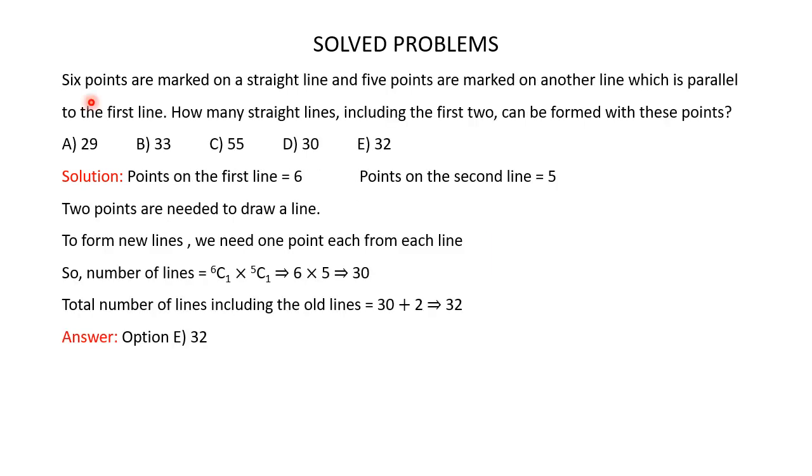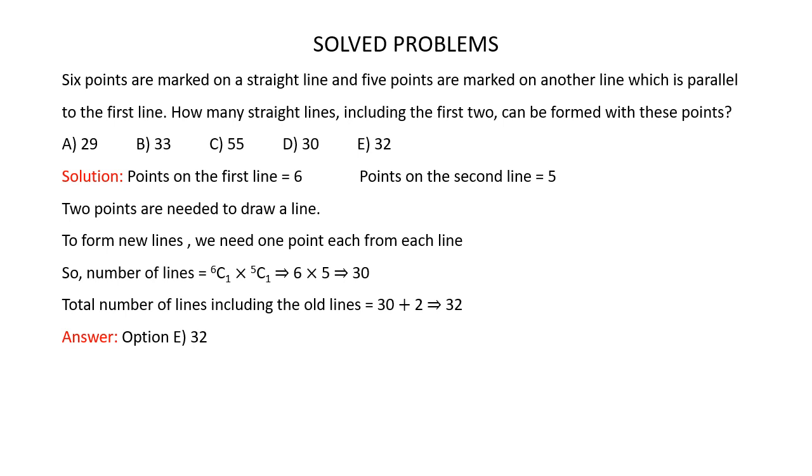6 points are marked on a straight line and 5 points are marked on another line which is parallel to the first one. How many straight lines, including the first 2, can be formed with these points? Here you are given 5 options and you have to find out which of these options is the correct one. Now it's given that there are 6 points on the first line and there are 5 points on the second line. Now we know that 2 points are needed to draw a line.